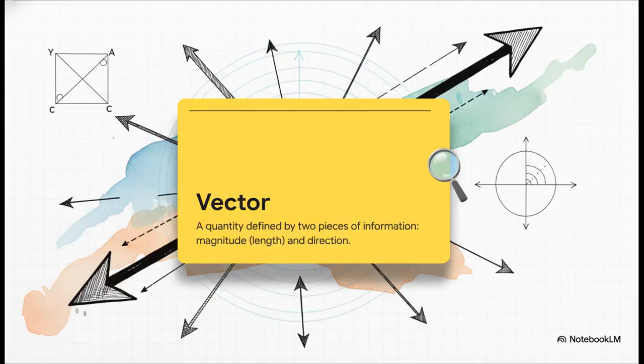And here's the official definition we're going to be working with. A vector is any quantity that has both a magnitude, and you can just think of that as its size or its length, and a direction. This is a huge deal because it's what lets us describe stuff in the real world, things like force or velocity. We're not just talking about abstract numbers anymore. We're talking about quantities with a purpose and a path.